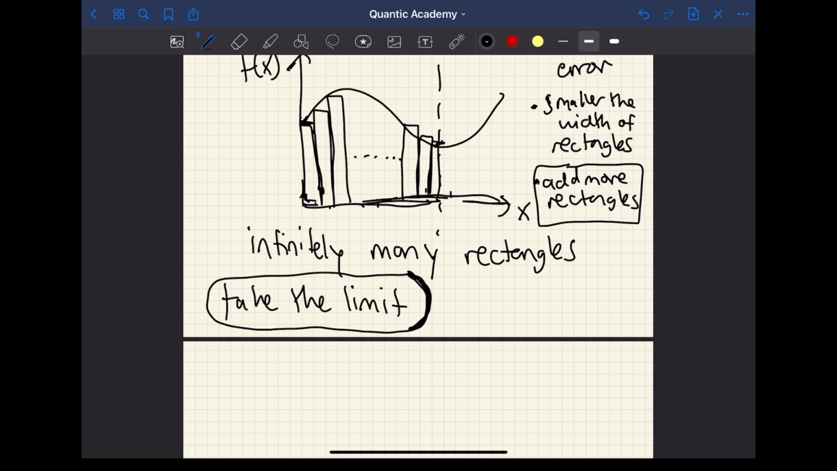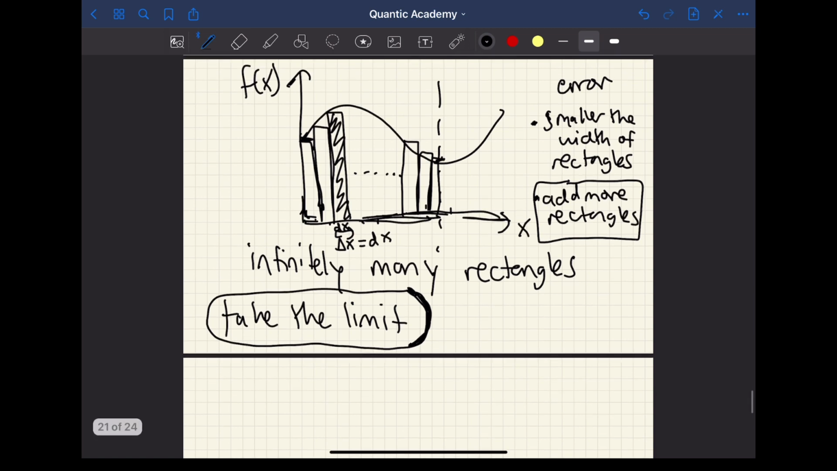Now, what's the area of each of these rectangles? Well, what's the width? So the width would be the change in x, okay? That'll be delta x. But if I make delta x infinitely small, then what do we get? Then we call that dx. So dx is basically when delta x is infinitely small. It's a tiny, tiny change in x, okay? So that'll be the width.